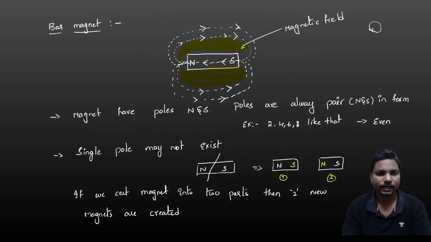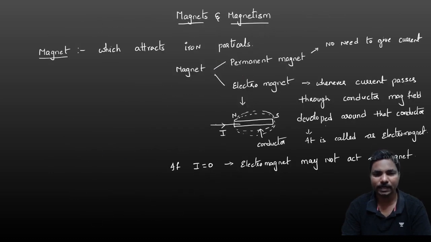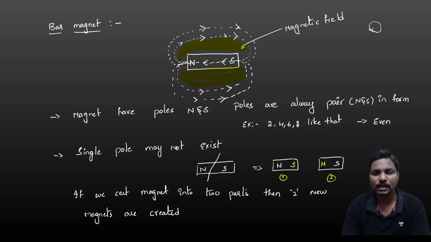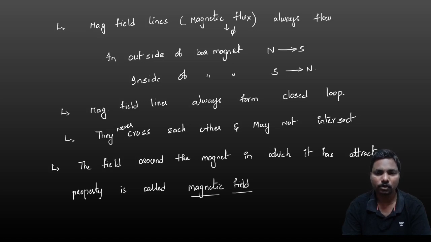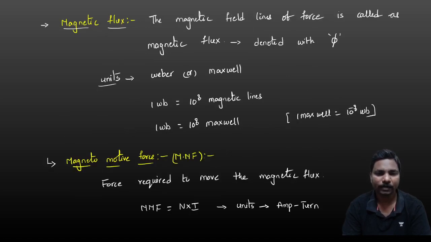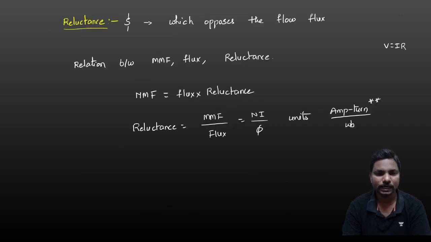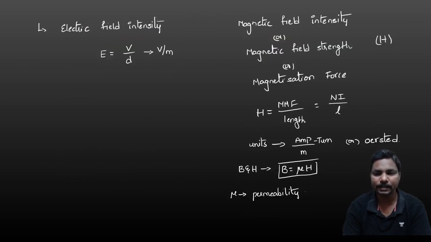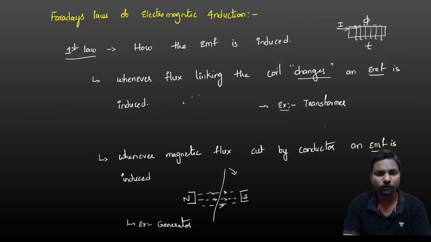Okay, so once again revise all these. A magnet attracts iron particles; generally we have permanent magnets and electromagnets. A permanent magnet has no need to be given current. For an electromagnet we have to give current, then only it will act as a magnet. In a bar magnet, poles always exist in pairs. A single pole may not exist. Outside north to south, inside south to north. Magnetic flux and units, MMF units, reluctance units, and their comparison and formulas. Formulas are very important. If any numerical is given, we can easily get the answers if we know the formulas.